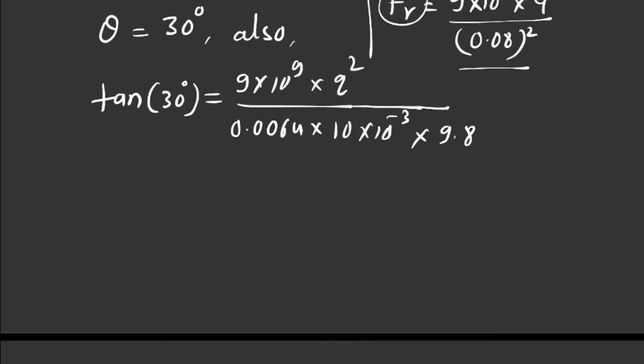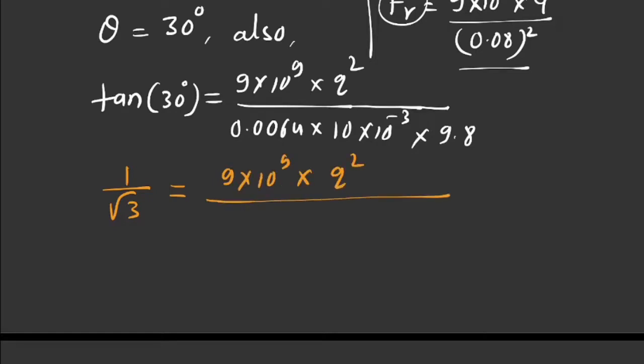Now let us calculate this one. What is tan 30 degree? Tell me, tan 30 degrees. Yes, 1 by root 3. Tan 30 degrees is 1 by root 3. Now let us calculate this. 1 by root 3 is equal to 9 into 10 to the power 9 into q square divided by 0.0064 into 10 into 10 to the power minus 3 into 9.8.